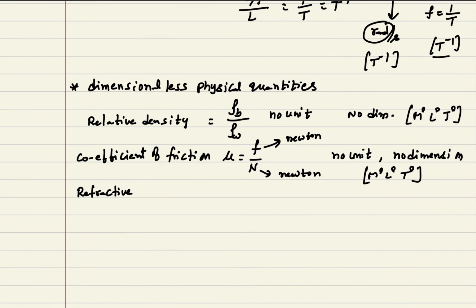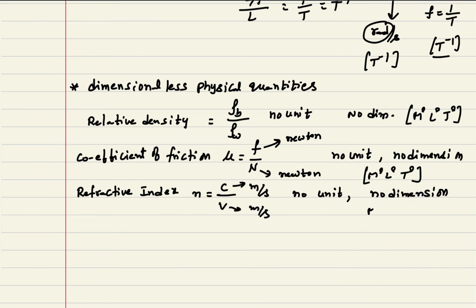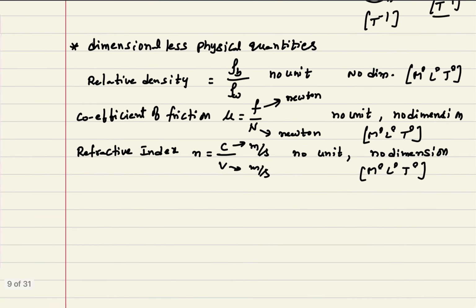Refractive index. This refractive index we represent by mu or n, where n is equal to speed of light in vacuum divided by the speed of light in medium. The unit, you can see, is speed by speed, meter per second by meter per second. No unit, no dimension. So you can write M0, L0, T power 0.